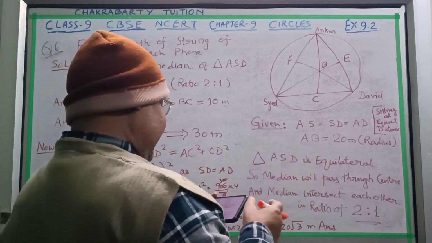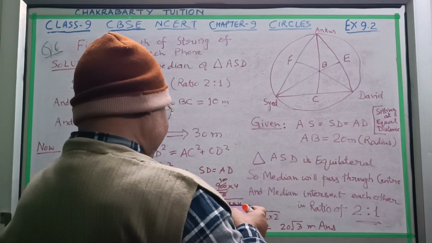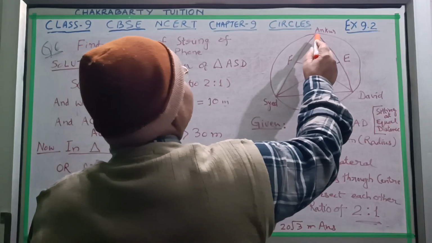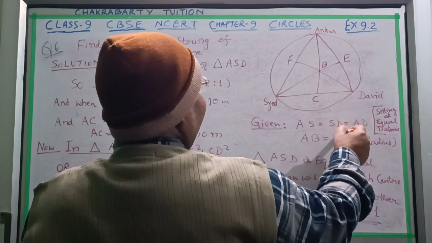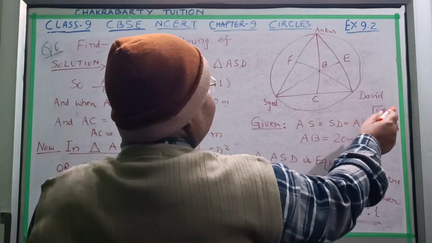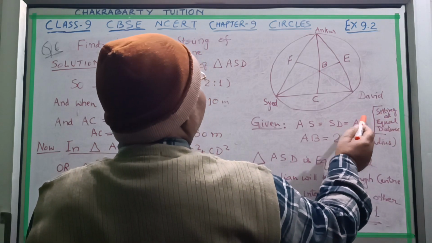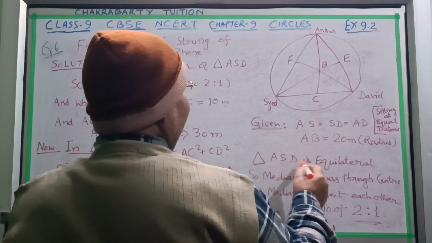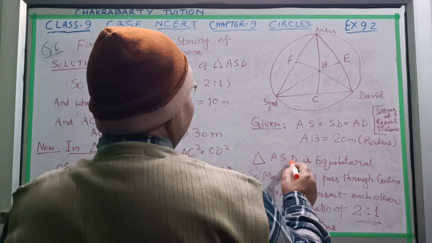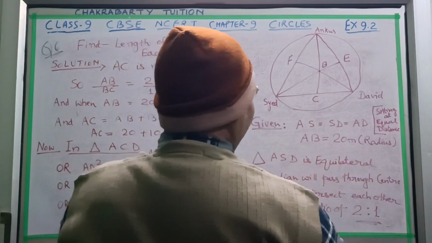And three boys, Ankur, Syed and David, are sitting at equal distance. It means the distances AS, SD and AD are equal. So this line and this line will be equal. So it is an equilateral triangle. ASD is an equilateral triangle.